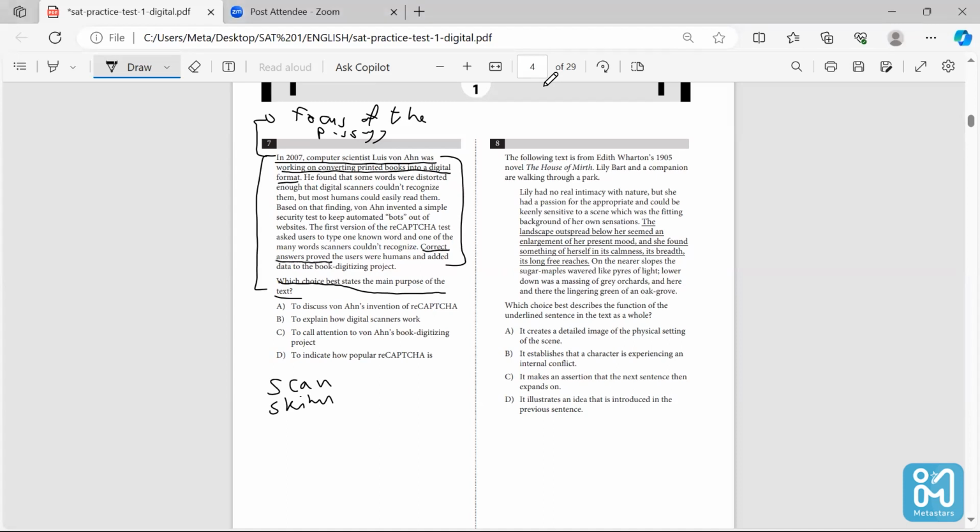Let's say answers prove that users were humans and added to the book. So the whole thing, guys, the main purpose of this paragraph, it talks about the invention of reCAPTCHA. They did not, for example, explain how digital scan works. If you have time to go back to it, they never talked about this point at all. They just talked about the whole project, which is about this scientist's invention of reCAPTCHA. You see what I'm saying?